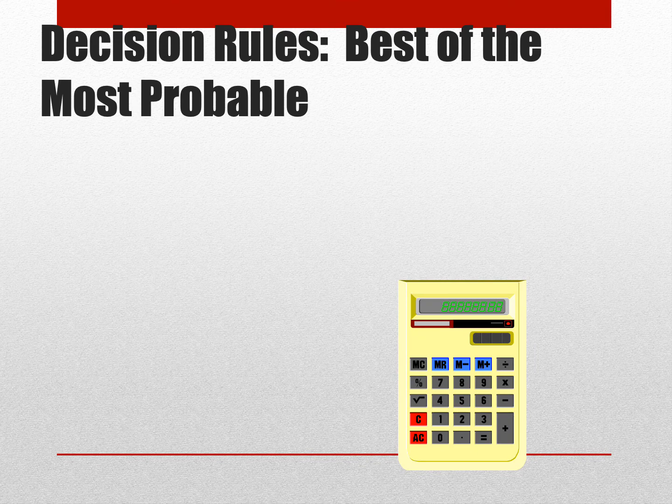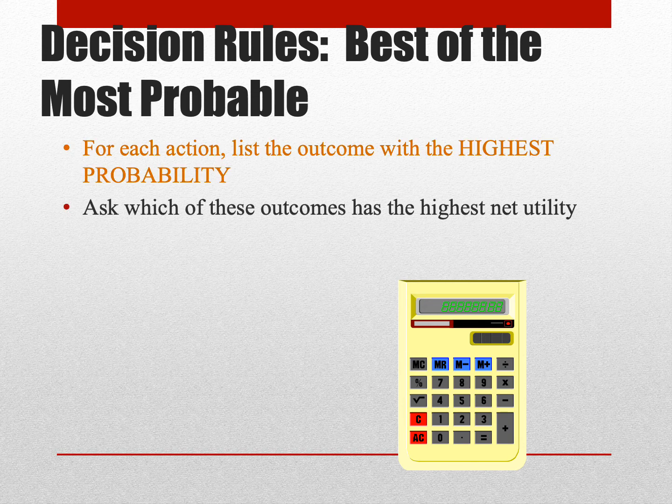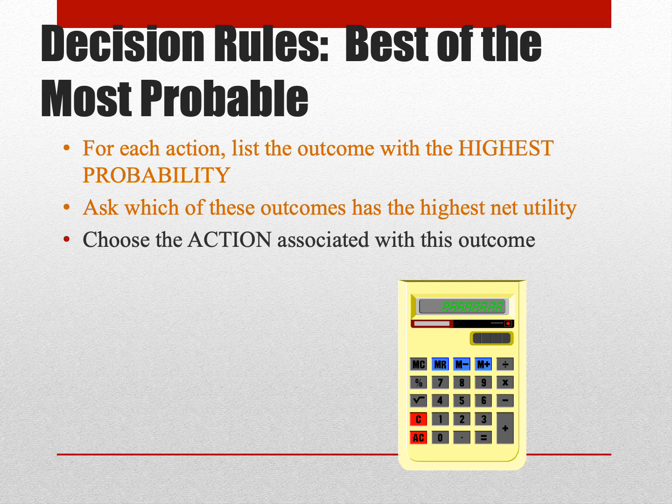The best of most probable rule is like a risk calculator rule. In this rule, we first list the most probable outcome. Second, of those listed, we select the outcome with the highest net utility. And then we choose the action associated with this outcome. This rule has its philosophy: choose the action that has the highest utility and highest probability.